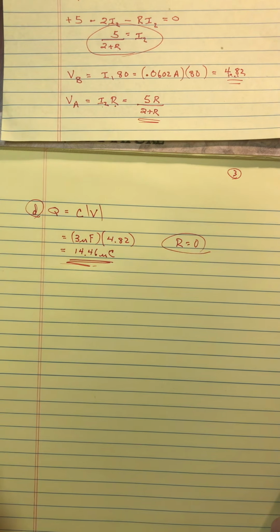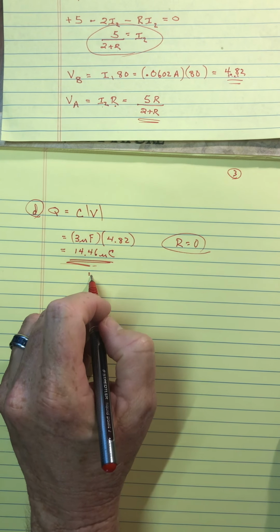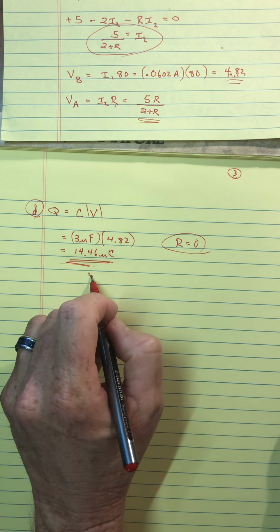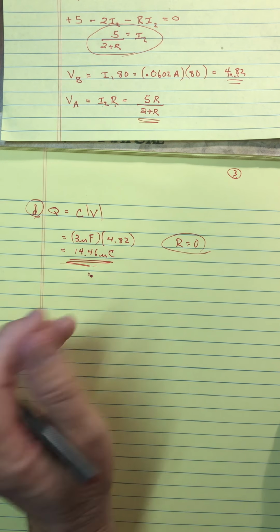All right. So let me come back to the question. The question in D said, what is the maximum possible magnitude of the charge on the capacitor? So there it is. Oh, they didn't ask for both. And for what value of R is this achieved?